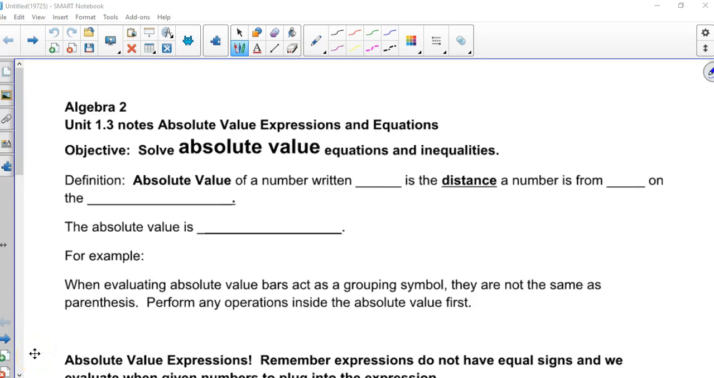Okay, absolute value in expressions and equations. Definition: the absolute value of a number, written with these symbols, is the distance a number is from 0 on the number line. So we'll have a variable or a number inside these absolute value bars, and that tells you the distance from 0. The absolute value is always positive.